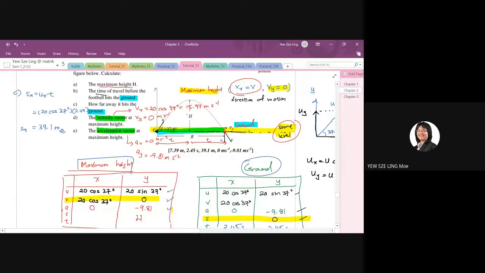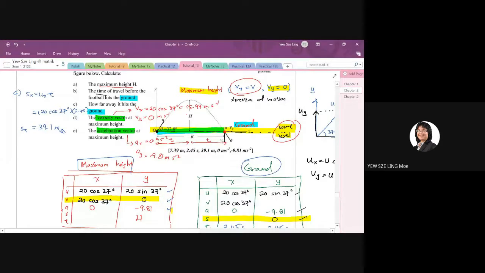It's just that you might not understand what it means by velocity vector, what it means by acceleration vector. So this is the tricky part here. It uses the words velocity vector, but actually the question is asking for Vx and Vy, the horizontal component and vertical component at a certain position.